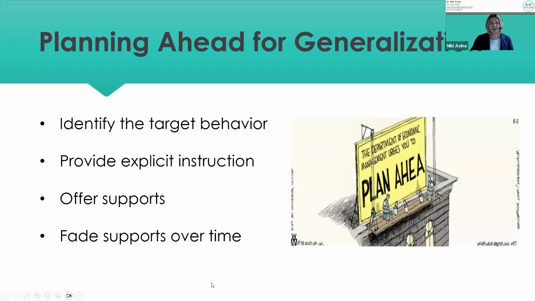Again, just making sure this is part of your planning. We really want you to plan ahead for generalization. Make sure you know upfront what the target behavior is. At the end of this lesson, at the end of this unit, this is what will happen. My students will get here. And how am I going to provide the explicit instruction necessary?